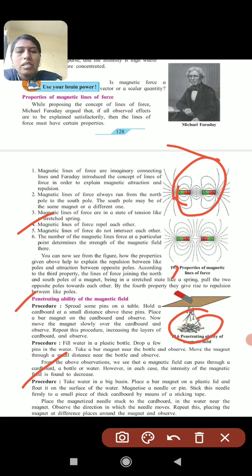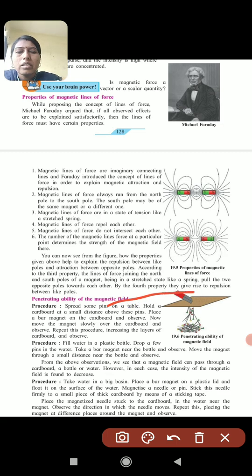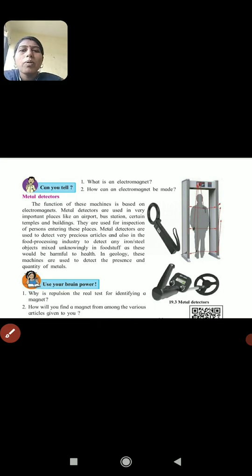Now the last page, children, is about the metal detector. Before going to that, what is an electromagnet and how can an electromagnet be made? We made this last year using an iron nail, copper wire and batteries. With the help of electric current we can temporarily make iron a magnet, and that is an electromagnet. For that you need iron, copper wire and a battery, which we made last year.